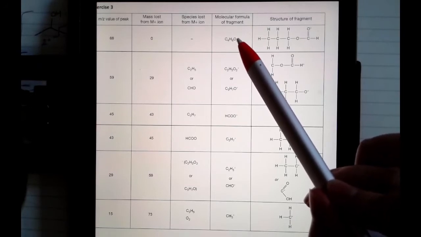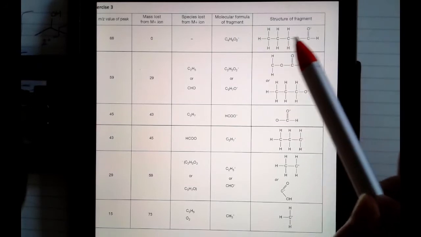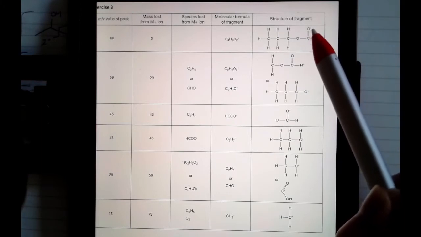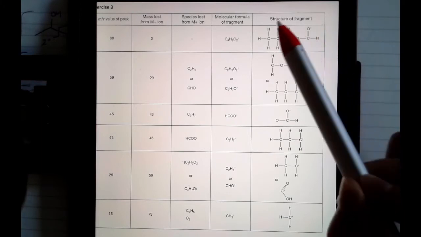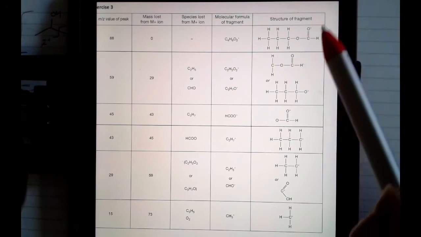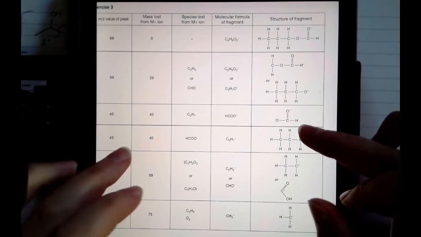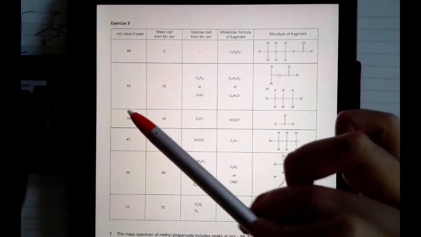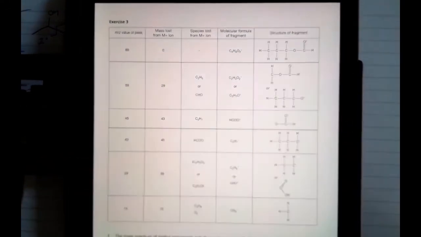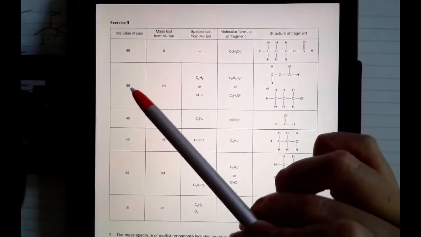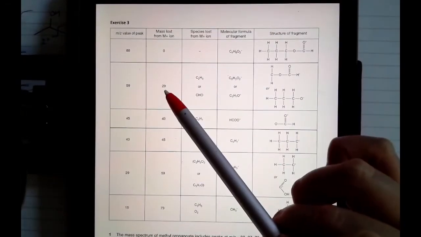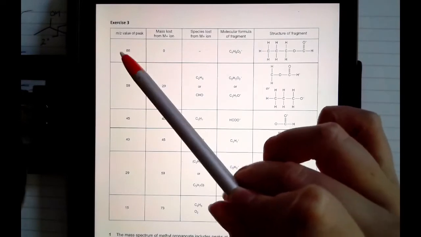Remember, they're always going to be positively charged, and then they draw out the structure. They put the positive charge there next to oxygen. It doesn't matter where you put that positive charge. You could put a big square bracket around the whole molecule and a positive charge, or you could put the positive charge on one of the individual atoms. It doesn't matter where it goes. The next one says that you've got a peak at 59. If you've got a peak of 59, you must have lost 29. Remember, the total mass is 88.